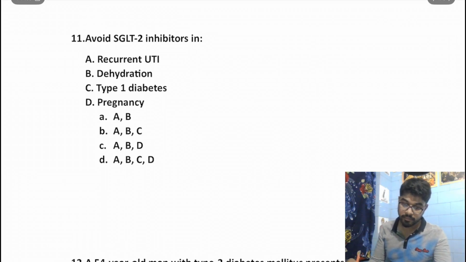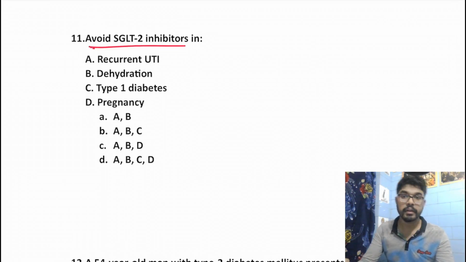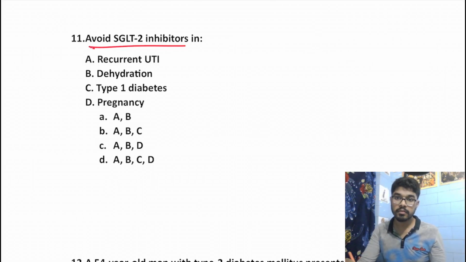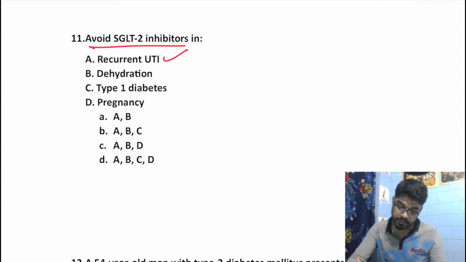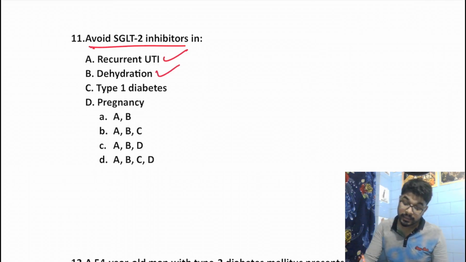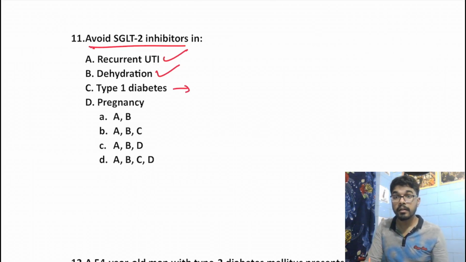Avoid SGLT2 inhibitors in recurrent UTI. Yes, it increases the risk of UTI, so we would avoid it. Dehydration, again SGLT2 inhibitors increase the risk of dehydration, so we will avoid it. Type 1 diabetes is already a risk factor for DKA, so we would avoid SGLT2 inhibitors, which are another risk factor for DKA, so we would avoid it in type 1 diabetes.